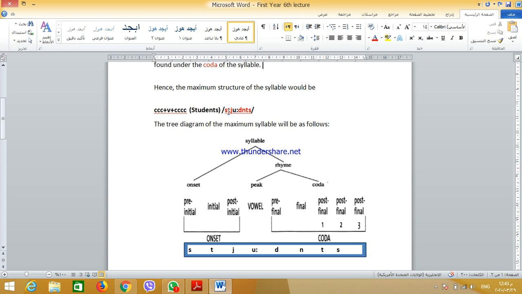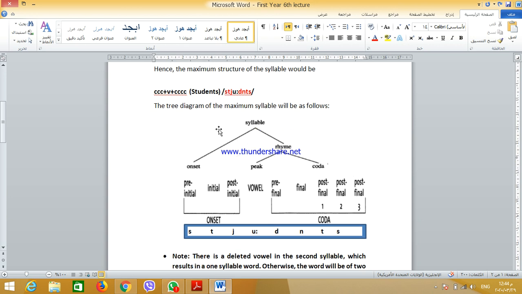We should have the sound y here, because we have 2 possible pronunciations of this word. We may have students without the vowel, and we may have students with the vowel. Actually, here we may have a vowel, and we may delete the vowel. If we delete the vowel, we are going to have 4 consonants under the coda position. And here actually we have already 3 consonants under the onset position. And this is called the maximum structure of the syllable.